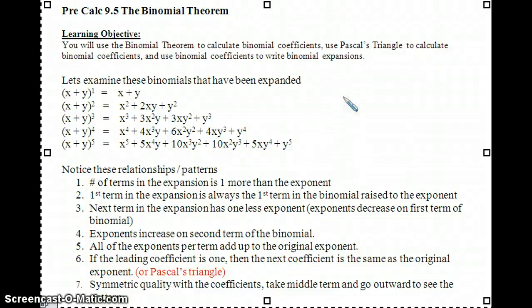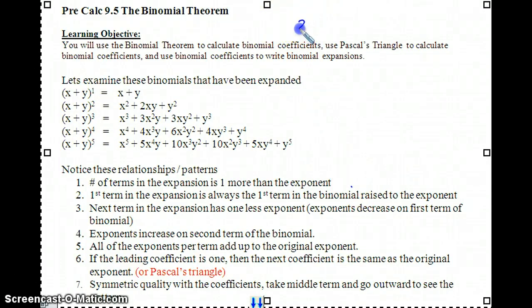This video covers Pre-Calc Notes 9.5. We're going to be talking about the Binomial Theorem and how we use that. Basically, the Binomial Theorem is a shortcut for us to be able to take a binomial and expand it without having to continuously FOIL it.